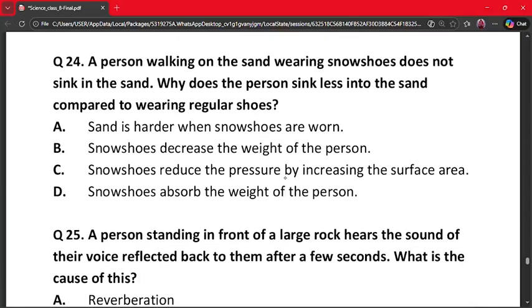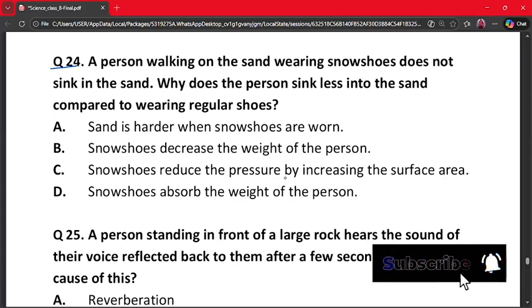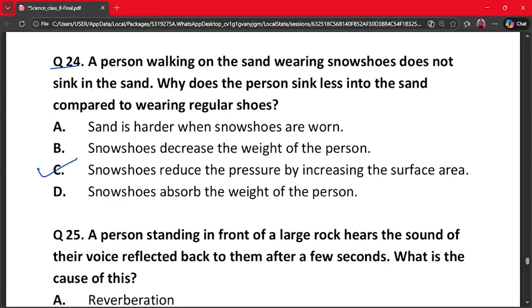That is question number 24. A person walking on the sand wearing snowshoes does not sink in the sand. Why does the person sink less into the sand compared to wearing regular shoes? A. Sand is harder when snowshoes are worn. B. Snowshoes decrease the weight of the person. C. Snowshoes reduce the pressure by increasing the surface area. D. Snowshoes absorb the weight of the person. The correct answer is option C. So snowshoes increase surface area, which reduces pressure. So less pressure means the person sinks less. So option C is the correct option.